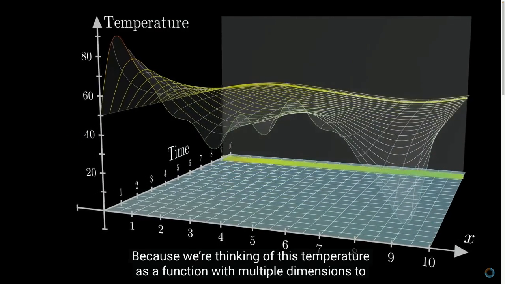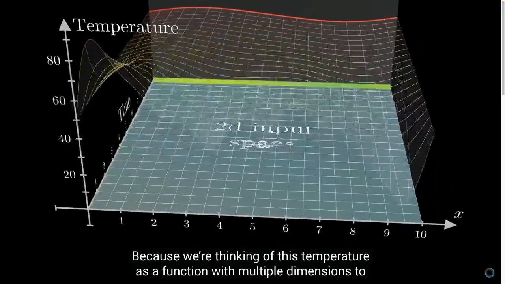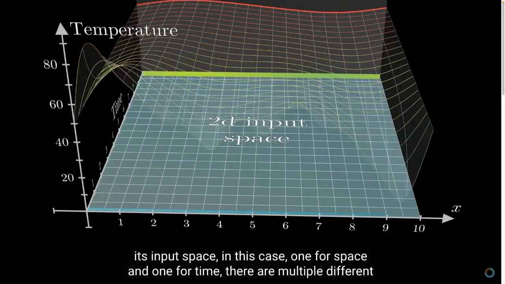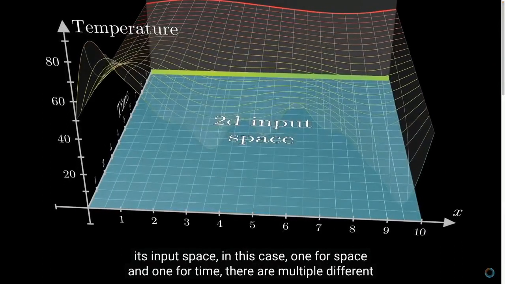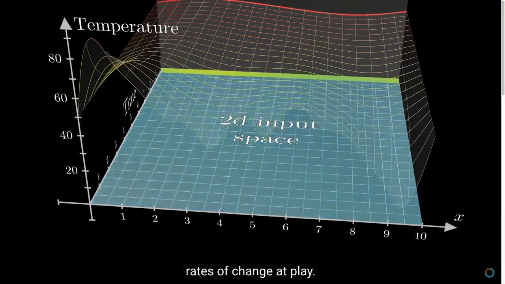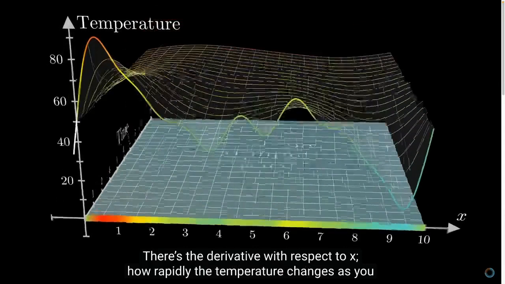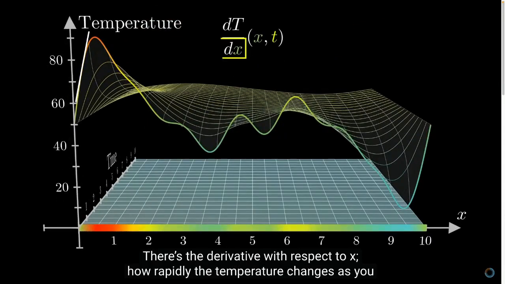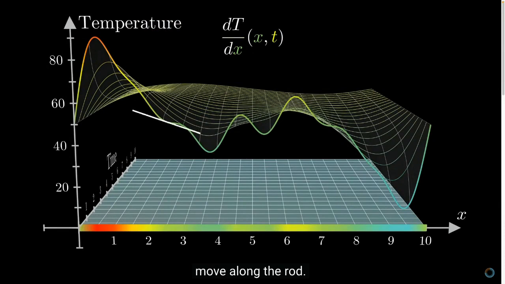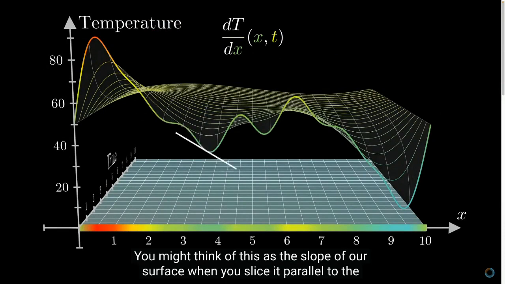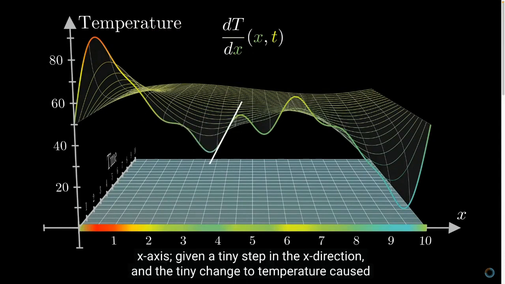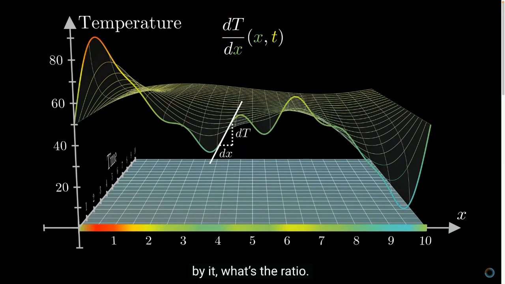Because we're thinking of this temperature function with multiple dimensions to its input space, in this case one for space and one for time, there are multiple different rates of change at play. There's the derivative with respect to x, how rapidly the temperature changes as you move along the rod. You might think of this as the slope of our surface when you slice it parallel to the x-axis, or given a tiny step in the x direction and the tiny change to temperature caused by it, this gives a ratio between the two.